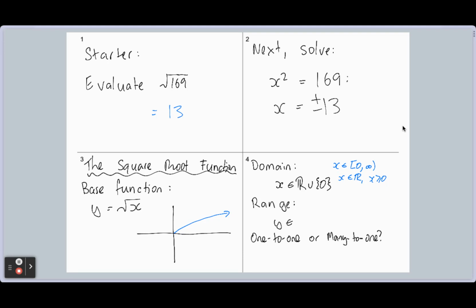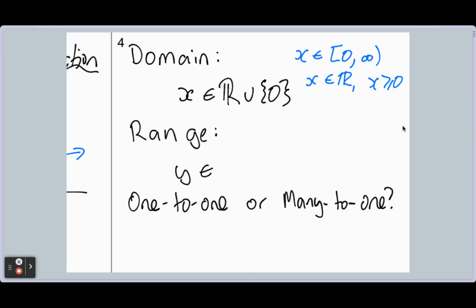I'll just zoom up so you can see that. You can't have just x greater than or equal to 0. So it's one of those two. You have to have x belongs to the real set or at least have the interval notation there. All of those are legit.